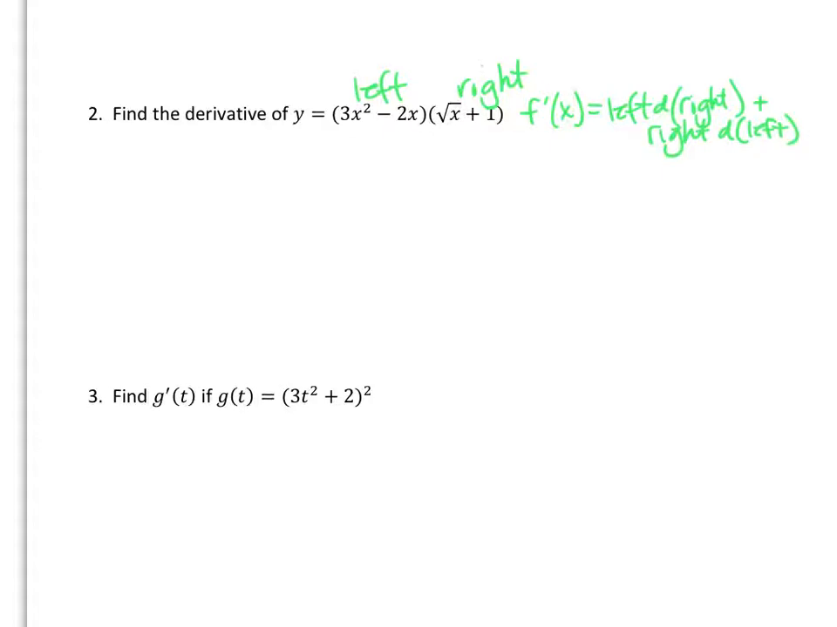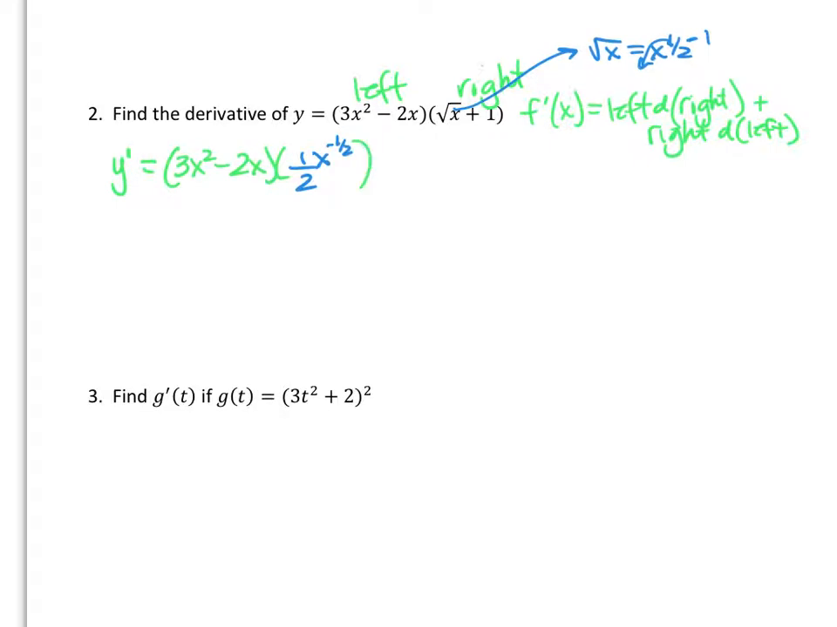Okay, so here is what we would have. So y prime is equal to the left times the derivative of the right. Now we might need a little refresher here. The square root of x is equal to x to the 1/2. And so what we end up doing is we multiply that in front and then subtract the 1. So over here, let's go ahead and write this. We would have 1/2 x to the negative 1/2.